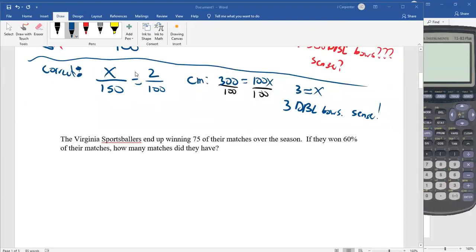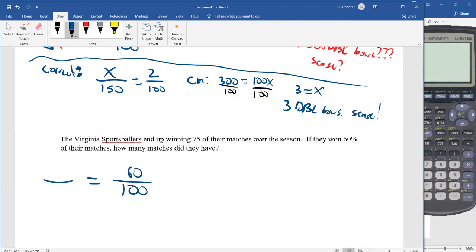All right, so same idea, fraction equal fraction, talking about percent, so one of the bottoms has got to be 100, the percentage is 60%, so the 60 goes there. So the sports ballers ended up winning, sounds like the Washington football team, right? End up winning 75 of their matches over the season.